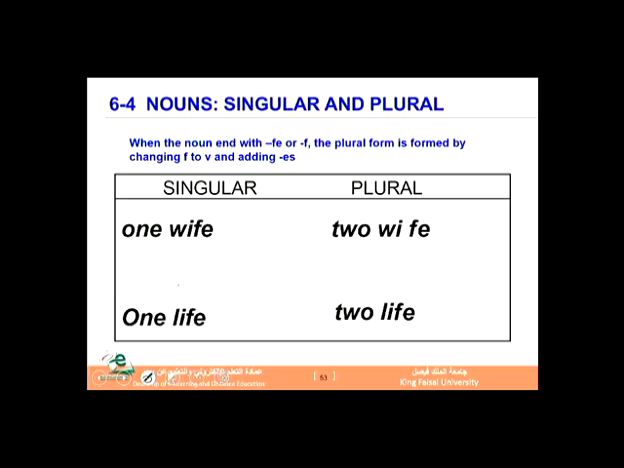This is another way to demonstrate. One wife, two wives. What happened? You change the F with a V, then you add ES. I repeat again, that is FE. We delete the F or change it with V, then we add ES. Wives. Similarly, two life. We have FE. We have to change F into V and add ES. Two lives.